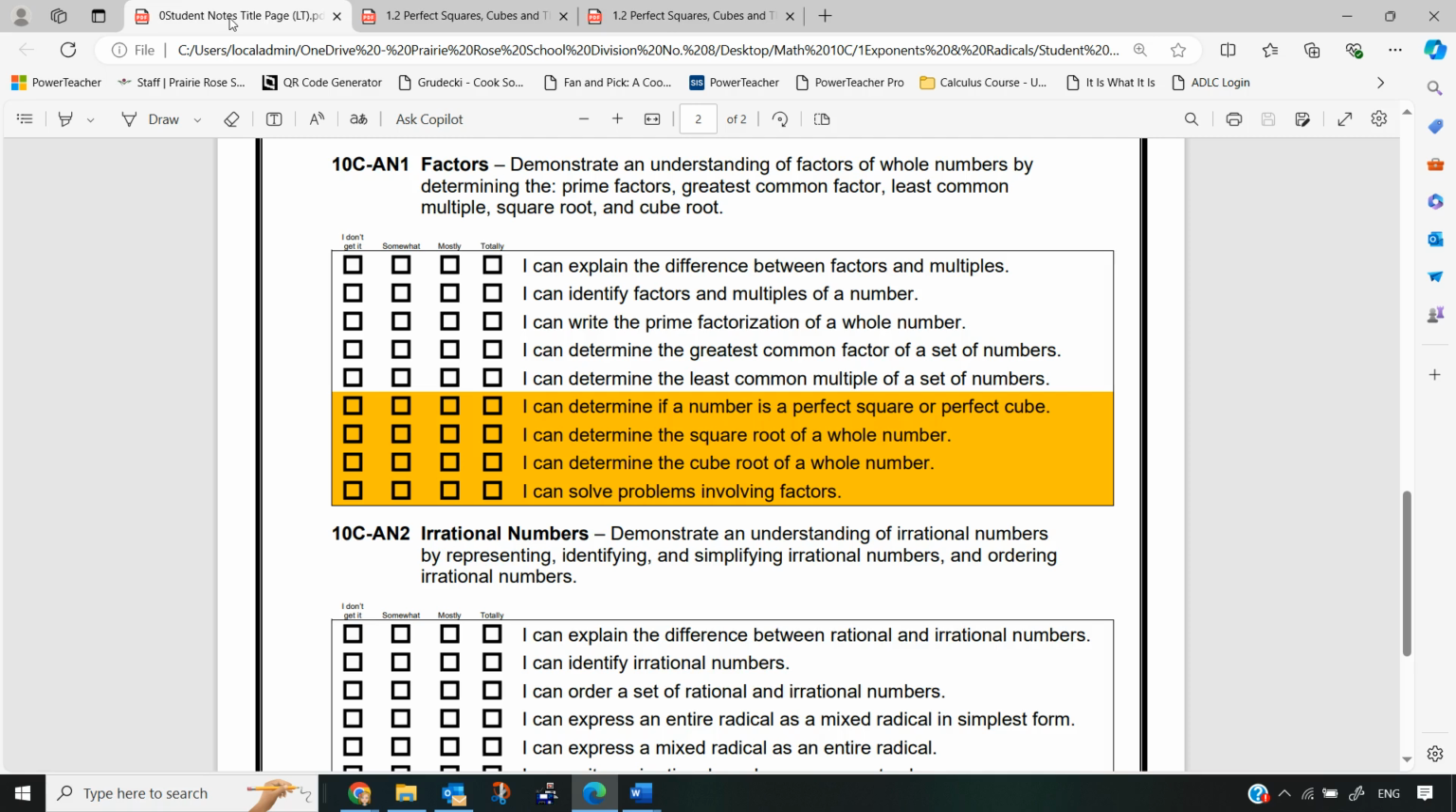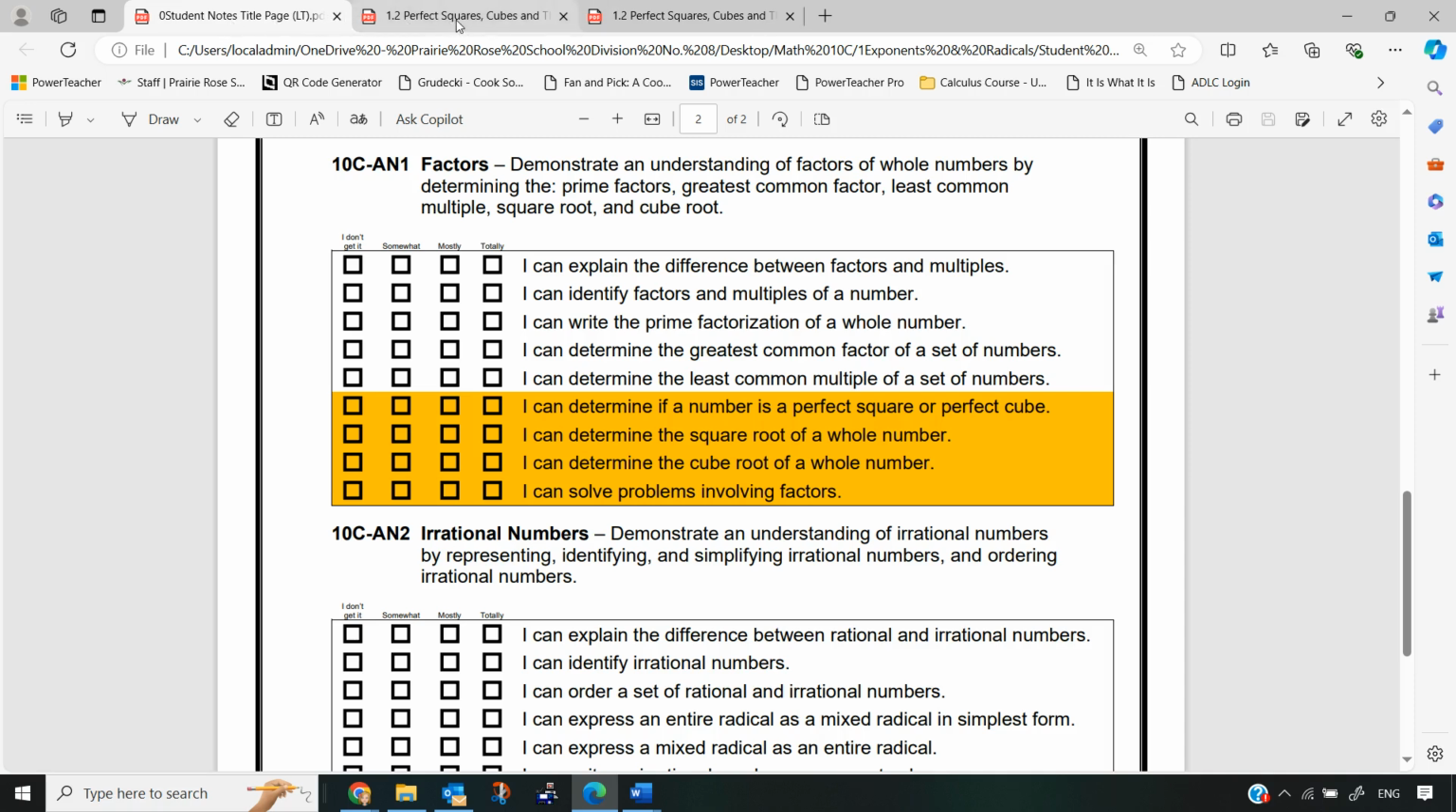By the end of this lesson, you should be able to determine if a number is a perfect square, perfect cube, or neither. You should be able to determine the square root of a whole number, the cube root of a whole number, and then solve problems that involve factors or perfect squares and perfect cubes.